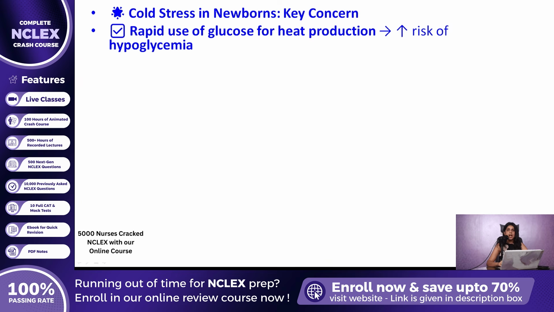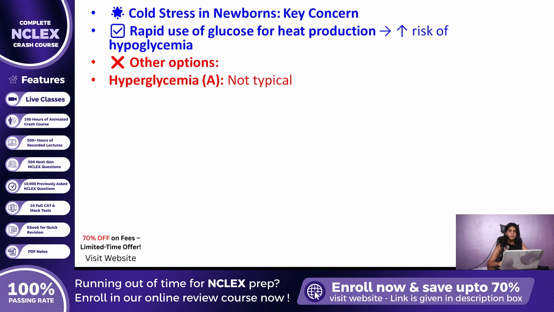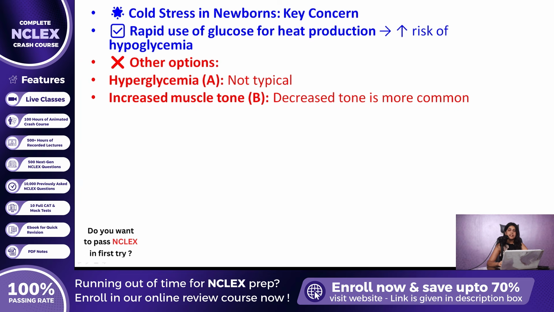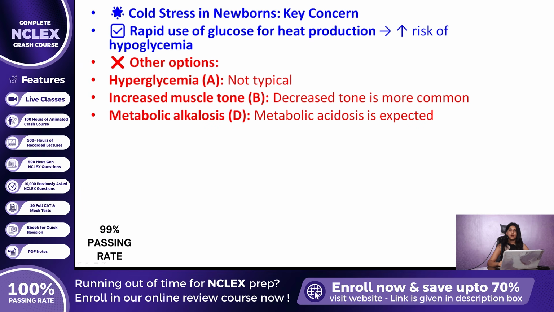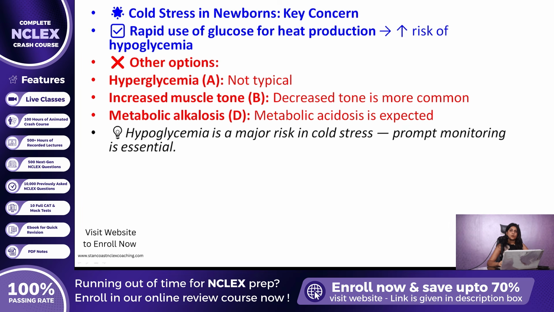to hypoglycemia. Hyperglycemia, as in option A, is not typical in cold stress. Decreased muscle tone rather than increased tone, as noted in option B, is more common as energy reserves are depleted. Metabolic acidosis, not alkalosis, as in option D, is the usual acid-base disturbance due to anaerobic metabolism. The key point is that hypoglycemia is a major concern in cold stress, and prompt monitoring is critical.